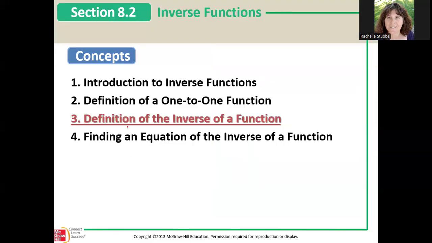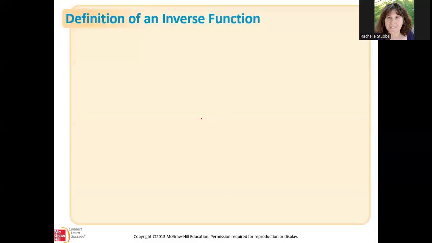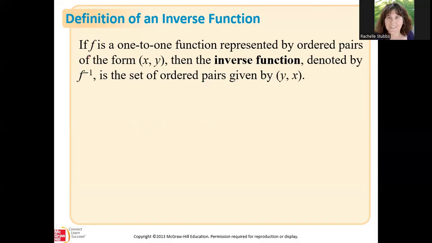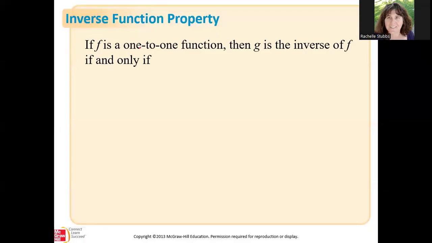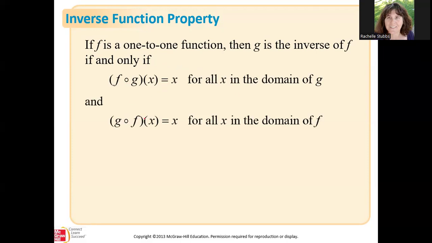Okay, so now the definition of the inverse of a function. We've kind of played with some ideas. Now we're going to look at the definition. If f is a 1-to-1 function represented by ordered pairs of the form (x, y), then the inverse function, denoted by f inverse, is a set of ordered pairs given by (y, x). So if f is a 1-to-1 function, then g is the inverse of f if and only if f composite g equals x and g composite f equals x.